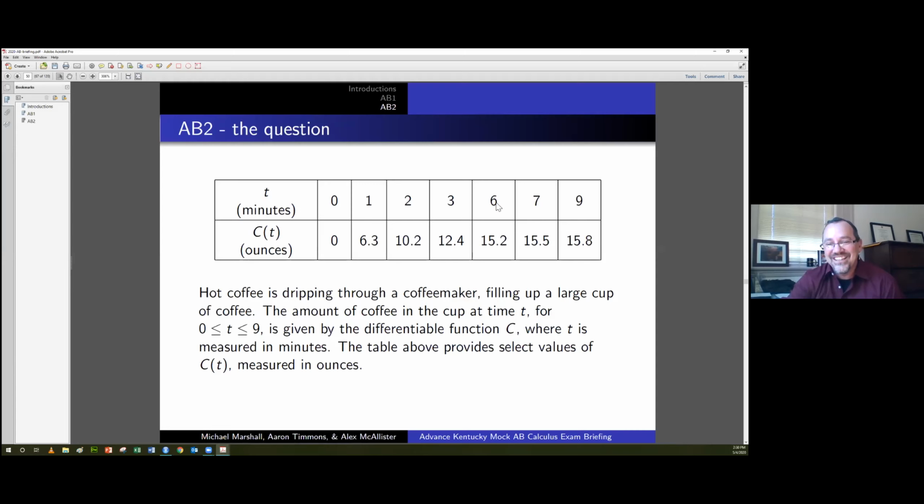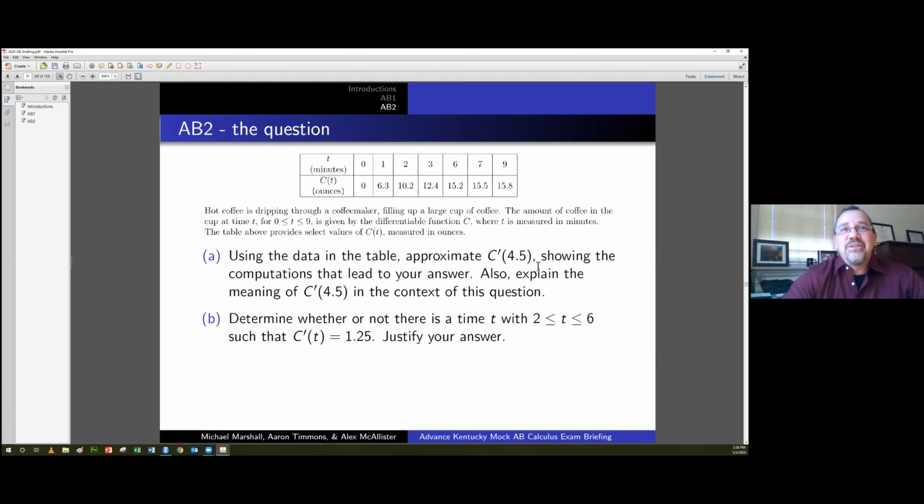All right, we are ready to go here. Going to jump right into AB2. Okay. So what happens on AB2? We've got hot coffee coming through a coffee maker, filling up, and we've been told there's this differentiable function C, the time's measured in minutes, and we've got select values that are handed to us in this table for this function. And then we ask questions about it.